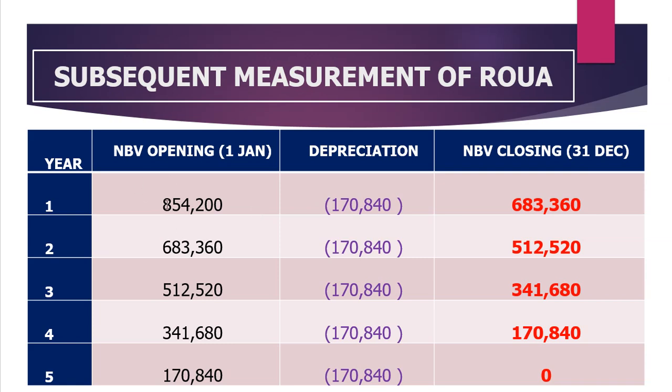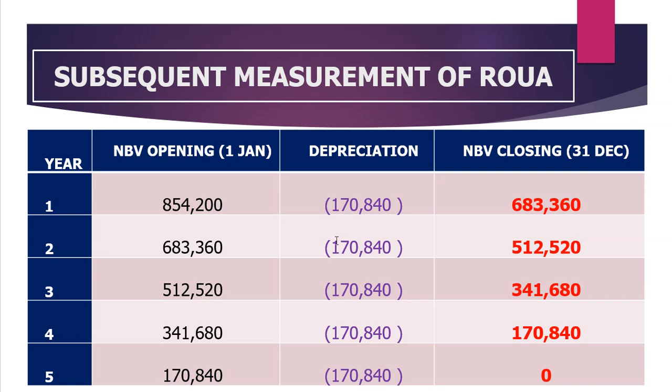So if you get the cost of right of use asset as 854,200, divide by the lease term, the lease period of 5 years, what we get is 170,840. That is depreciation per annum. Now, at the end of year one, to get the net book value, we get the cost minus depreciation for 1 year. And if you get that, you less this, automatically you get the carrying amount or the net book value that should appear in the balance sheet at the end of year one.